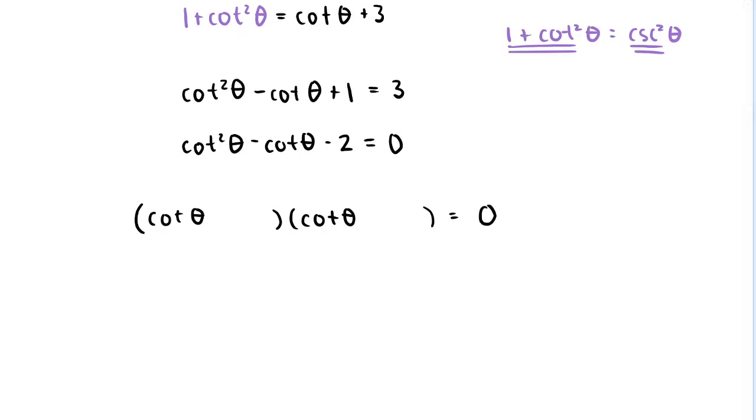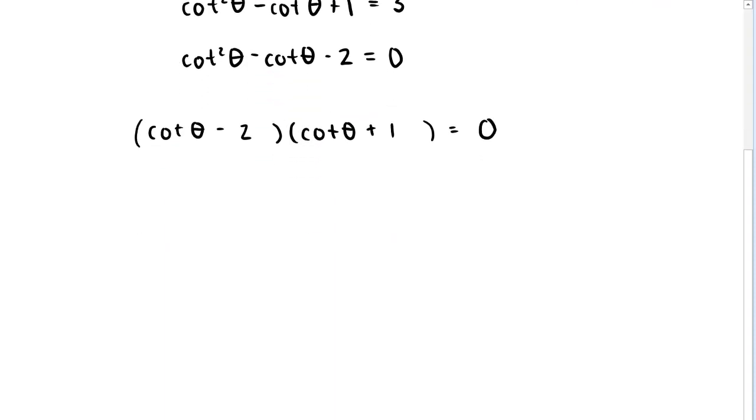And we just want to figure out what two numbers multiply to 2 but add up to -1. Well, we can put a plus 1 here and a minus 2 here. Right here, if we multiply this out, we get the cotangent squared of theta. We get one set of cotangent, one positive set, two negative sets, combine those to be negative cotangent of theta, and then -2 times positive 1 gives us the -2 out that we expect.